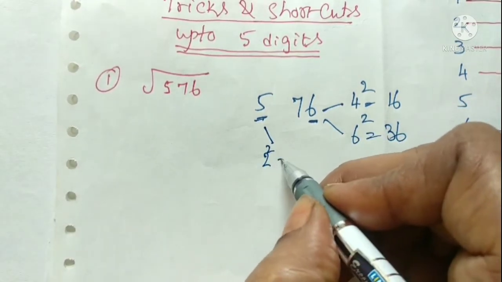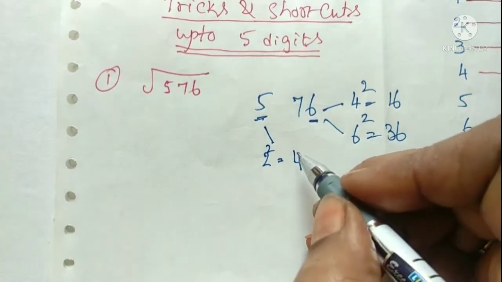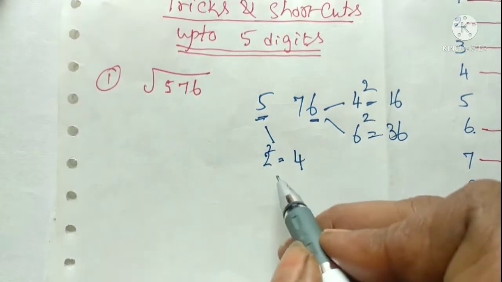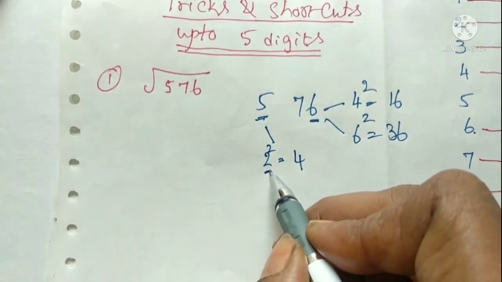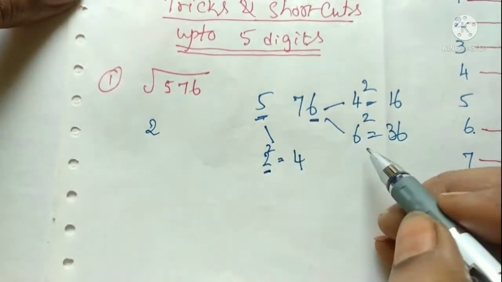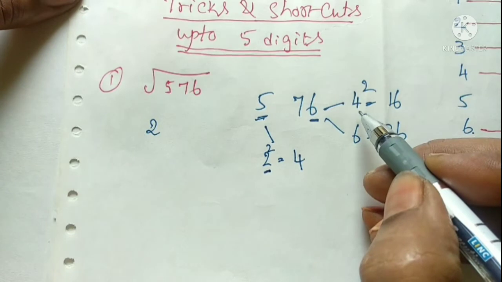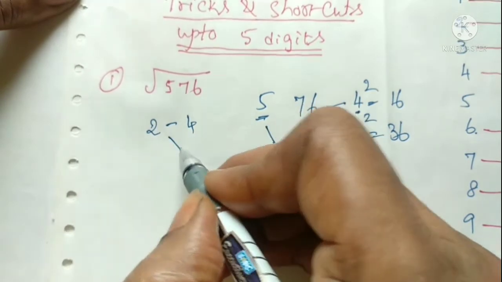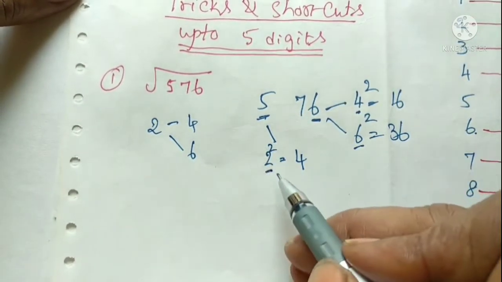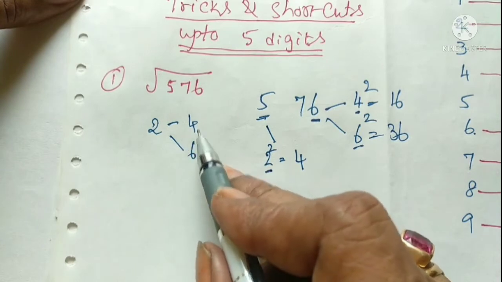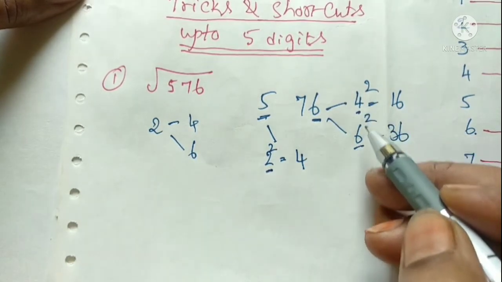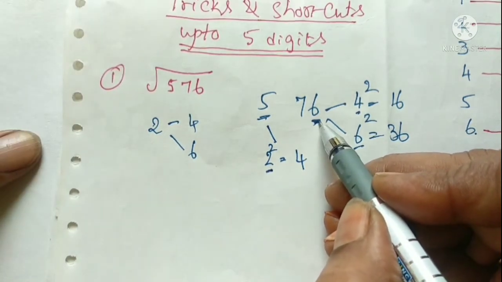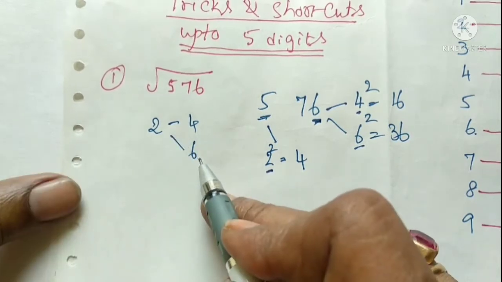The perfect square is 2 square, meaning 2 square is equal to 4. So the square root of 576 may be 2 in the tens place, and in the units place it may be either 4 or 6. Again I repeat, in the tens place it is 2 and in the units place it may be either 4 or 6, because in the units place we have 6. So now we have to find out whether it is 24 or 26.